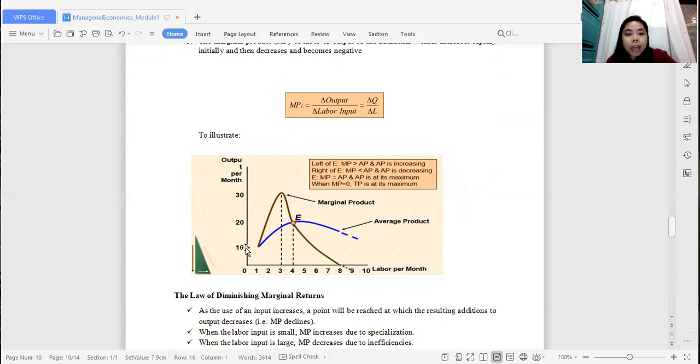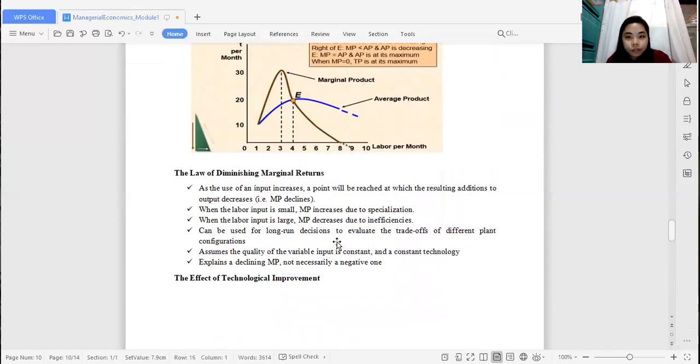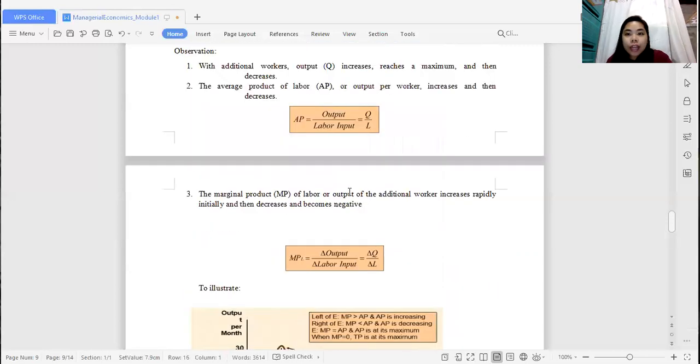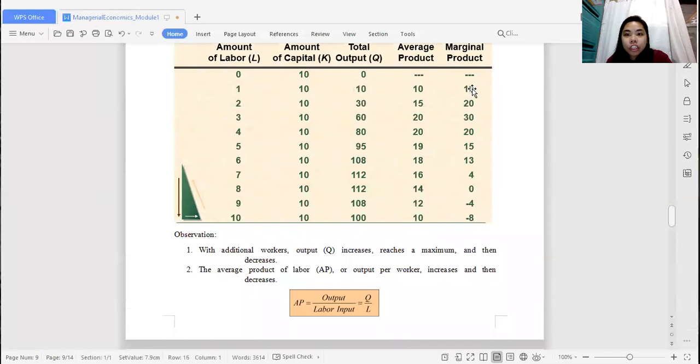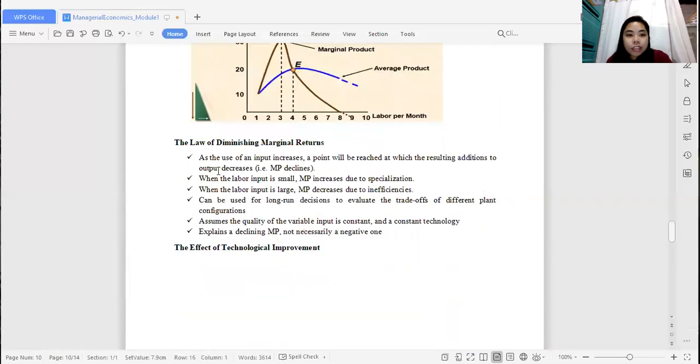There is also the average product, which increases, then eventually decreases. So we have here the law of diminishing marginal return. So that explains the law of diminishing marginal return. As the use of an input increases, a point will be reached at which the resulting additions to output decrease. So in our example, our marginal product declines.